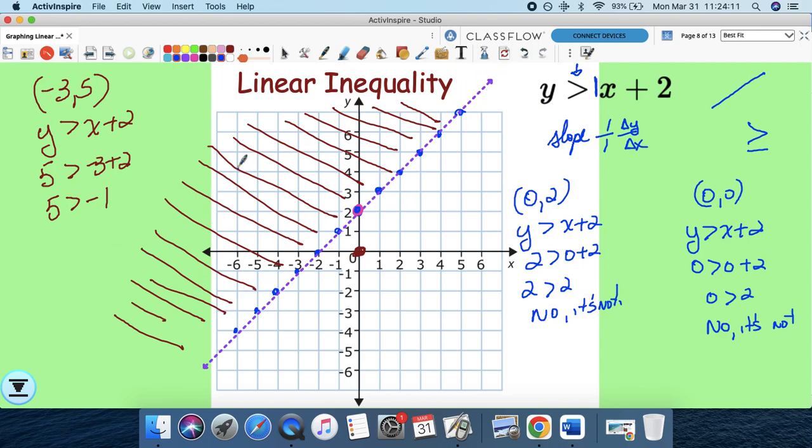So you could pick any point above this dashed line, and it would be a solution to the inequality.